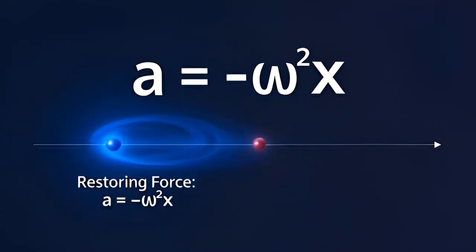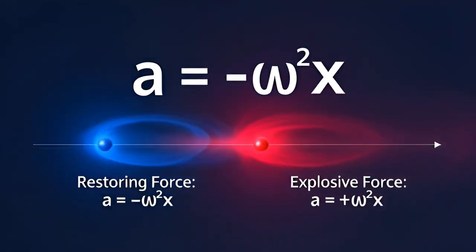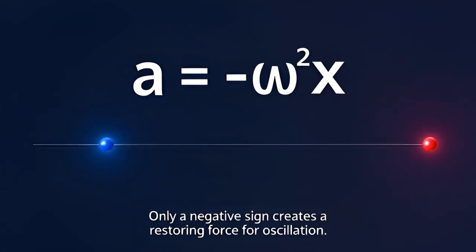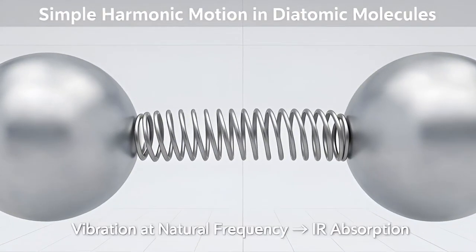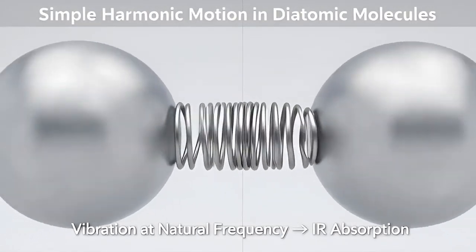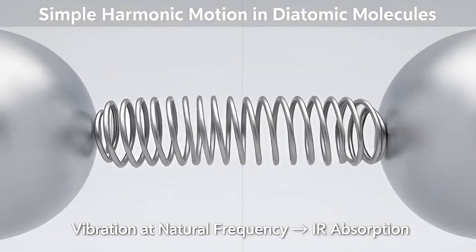So in SHM, velocity is maximum where acceleration is 0, and acceleration is maximum where velocity is 0. These two quantities are always perfectly out of step with each other.